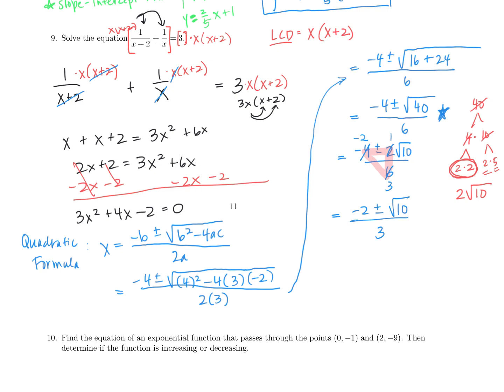You did start with fractions, so you have to check these just to make sure it won't make the denominator 0. Neither of these will make the denominator 0. The first fraction, negative 2 would make the bottom 0. And in the second fraction, 0 would make the denominator 0. So these are both valid solutions.